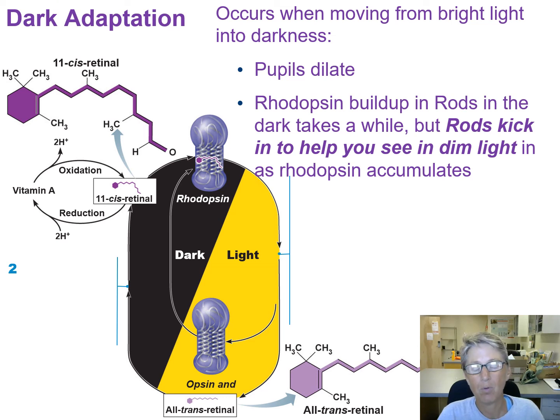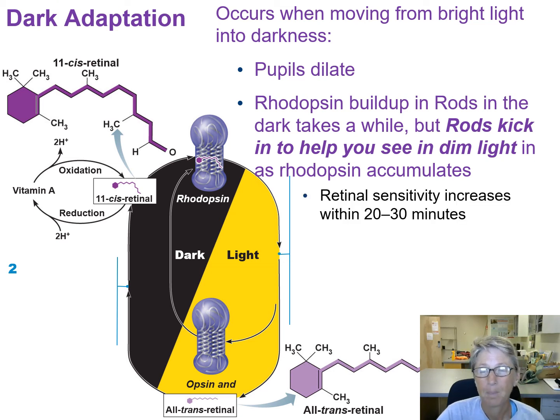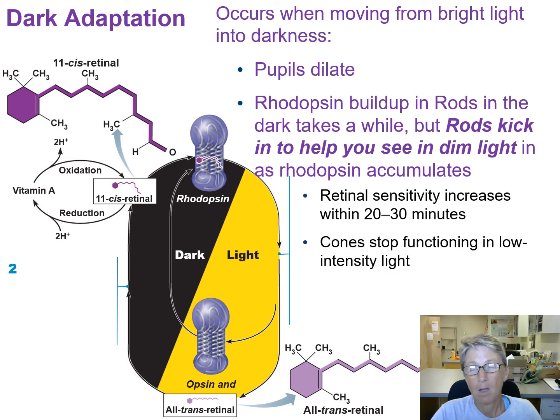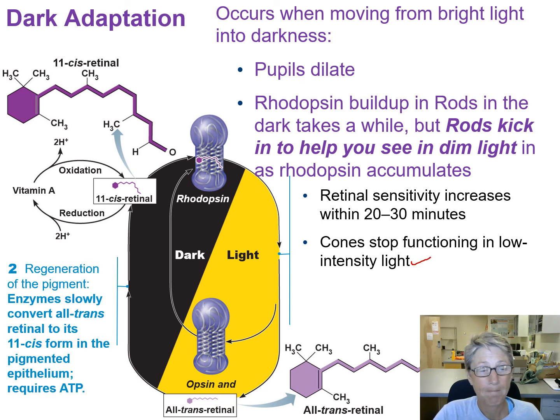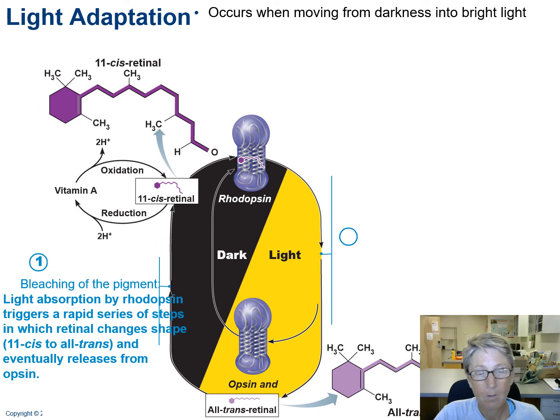So if you go from a bright room to a really dark room, you don't see well. Well, it doesn't have to be really dark. You go from a bright room into a dimly lit room, you don't see well, but then over the next couple of minutes, you start to see more clearly in the dim light. Obviously, if it's pitch black, you can't see anything, but if it's dim light, your rods will kick in. If it's low level light, your cones don't work.